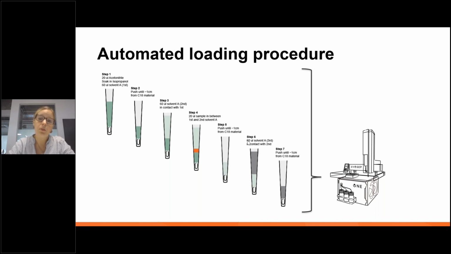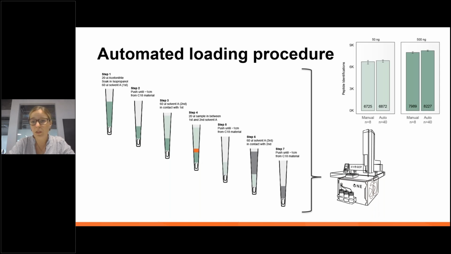It is a bit different from the manual way of loading, so we compared it, visualized here, where we looked at 8 samples. It's all loaded from the same vial of HeLa. 8 samples loaded manually compared to 40 samples which we loaded with this loading device. And from 50 nanogram and 500 nanogram, we see that our results are quite similar, and also our variations look very nice with both methods, but definitely the automated way of loading works sufficiently.